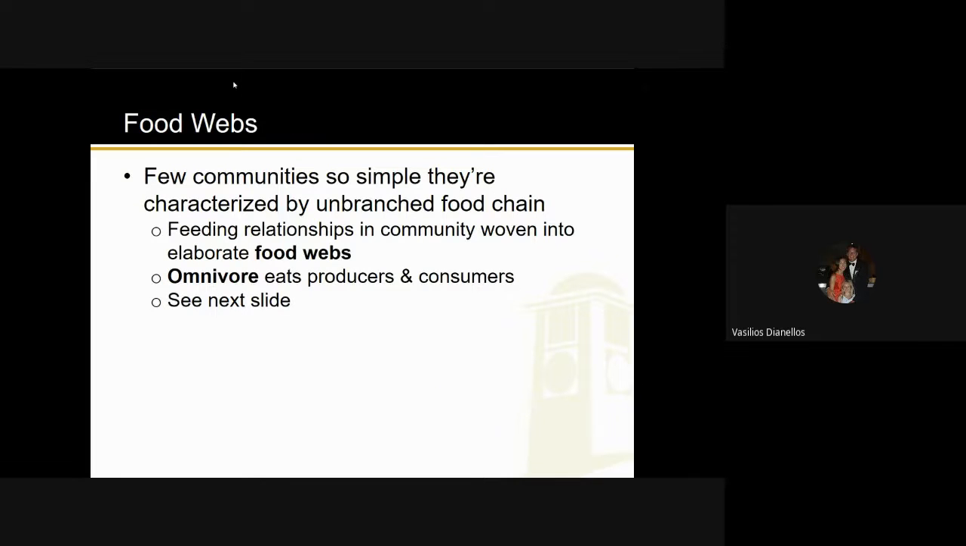Because in all actuality, in real life, there are very few communities that are so simple that they're characterized by an unbranched food chain. Meaning, you're not going to go out and find a piece of land that has one species of grass that's being eaten by one species of grasshopper, that's being eaten by one species of bird, which is then eaten by one species of snake, right? It's not that simple. So a more realistic representation is something we call food webs.